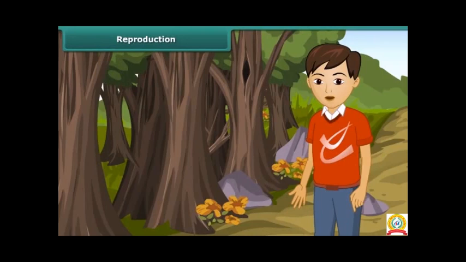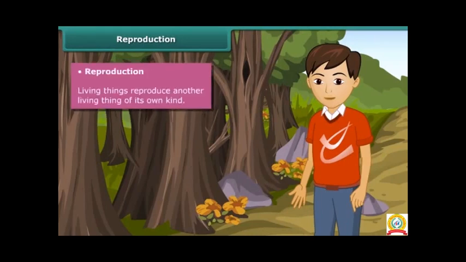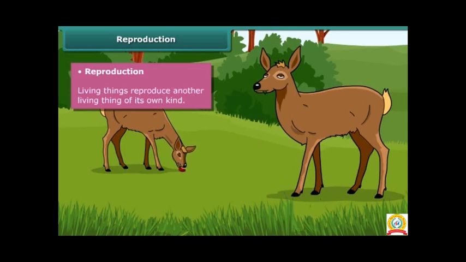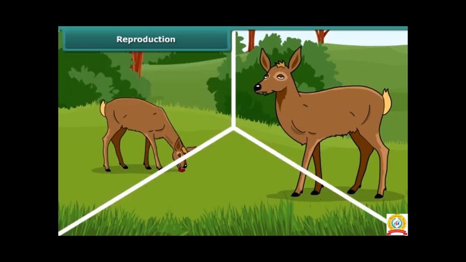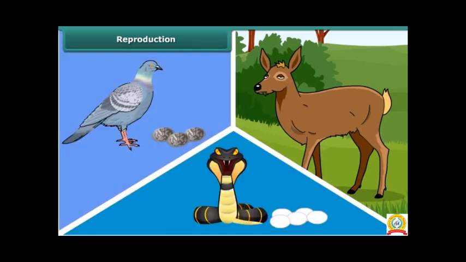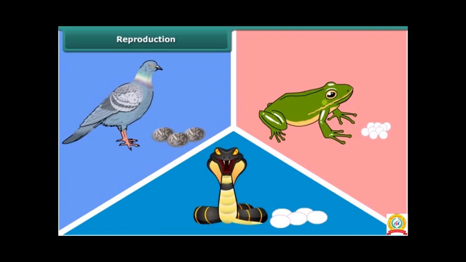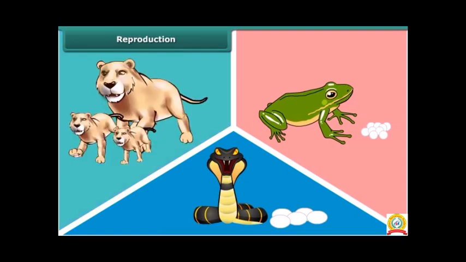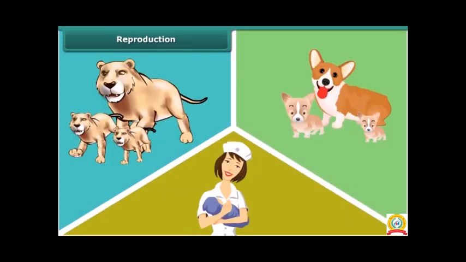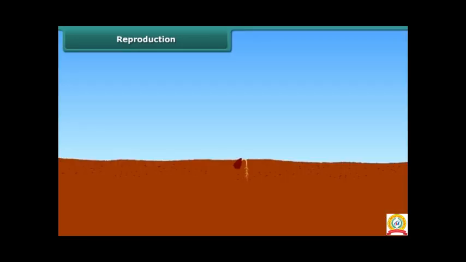A very important characteristic of living things is reproduction. All living things have the ability to reproduce another living thing of their own kind. Animals like pigeons, snakes, and frogs lay eggs, while some animals like lion, dog, and human give birth to young ones of their own kind. Plants reproduce through seeds or some other parts of the plants.